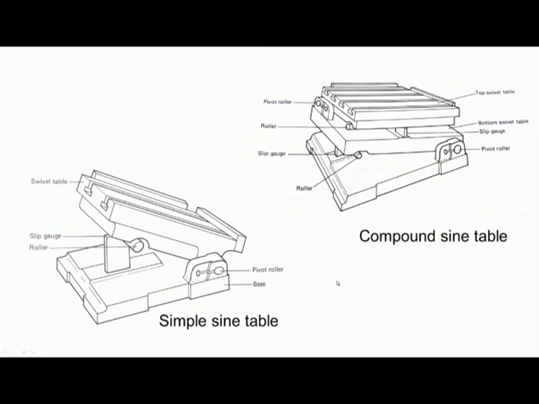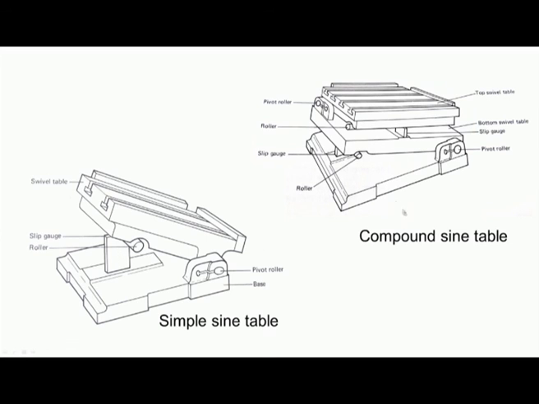Now, these are schematic views of a simple sine table. Here we have only one swiveling table, pivot and roller which is fixed to the bottom of the swiveling table, and this is the reference surface on which the slip gauge should be placed. So, between the roller and the reference surface, a slip gauge can be placed and then the required angle can be maintained.